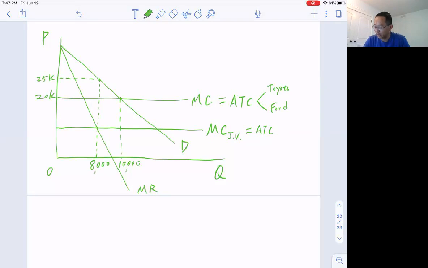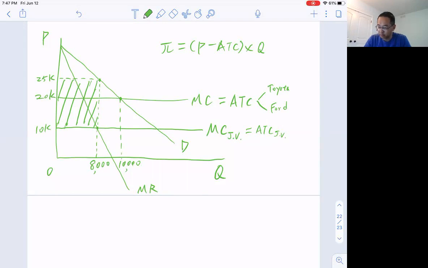And then they can charge a higher price of $25,000. So the point is, with a joint venture, now they can make a positive economic profit, right? Your economic profit is price minus ATC times quantity. So price is 25K, ATC is down here, let's say this is 10K, so the difference between 25 and 10,000 times the quantity is their positive profit now. Previously, when they were competing against each other and producing right here at point A, their economic profit was zero because the price of 20K equals their ATC of 20K, right? So now they have a lot more profit to make. This is one reason why companies might want to have joint ventures.